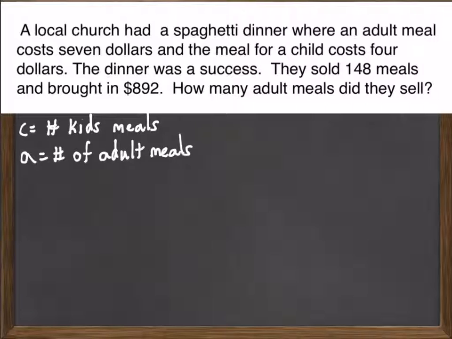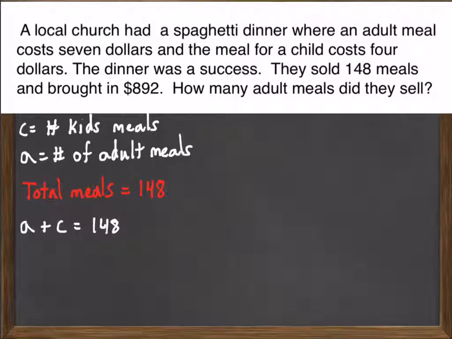An adult meal is worth $7. A child's meal is worth $4. So we begin with the total number of meals. Total amount of things was 148. Well, that's what our two variables A and C are here. A is the number of adult meals. C is the number of children's meals. So if we total those two things up, we'll get 148, and that would be our first equation.